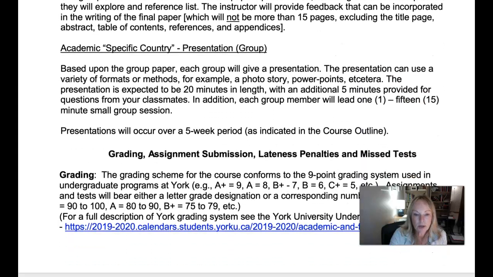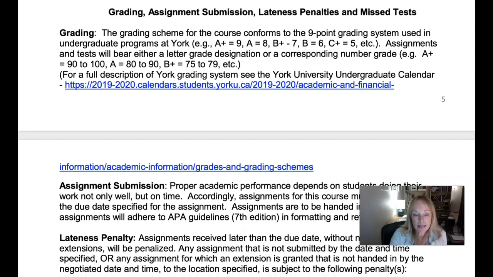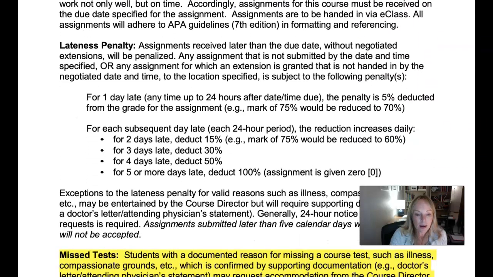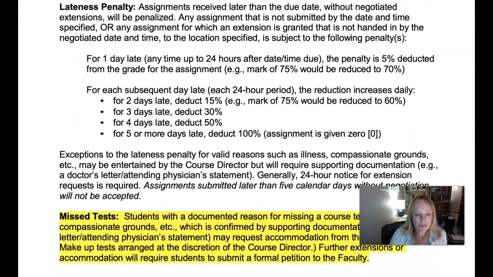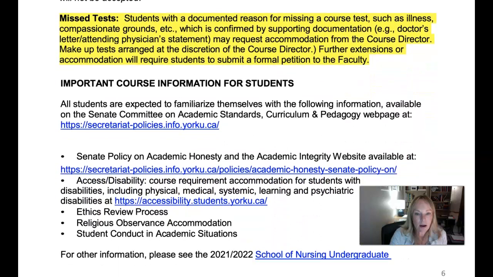The grading is based on your grading scheme, and I do grade in letter grades. The lateness penalty is here, an overview of what happens if you miss a test, and then just your typical policies that are in all course outlines.